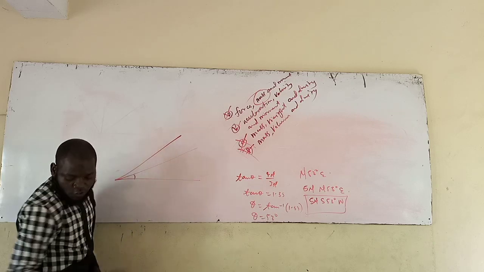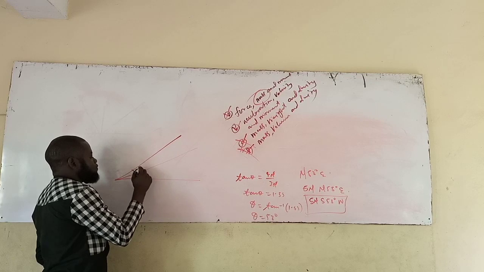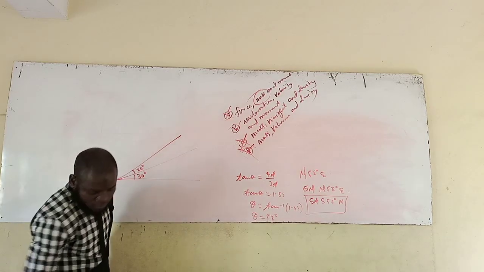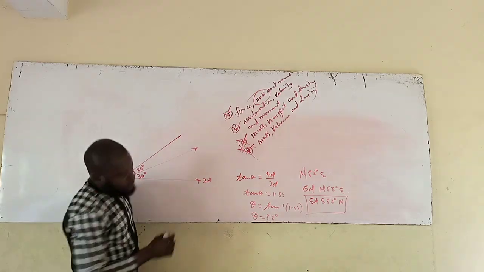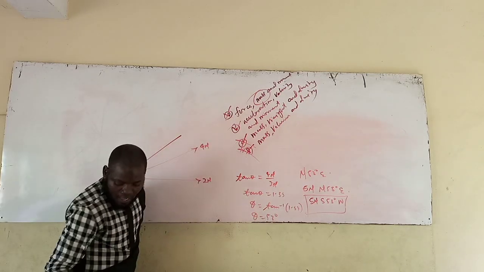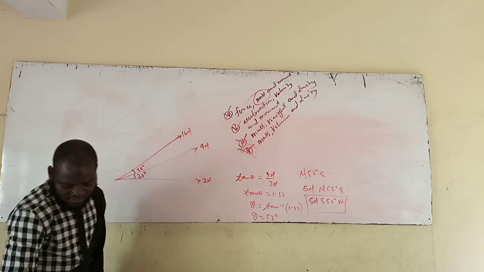So I have this to be 30 degrees, and I have this to be 30 degrees. So here is 2 Newton, and here is what? 4 Newton. And the other one is 16 Newton. Are you seeing this now?